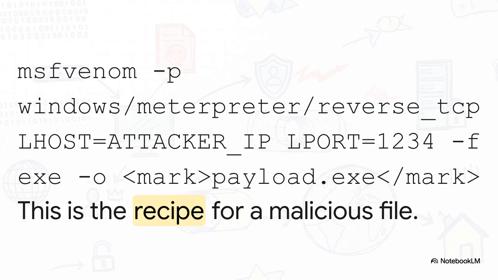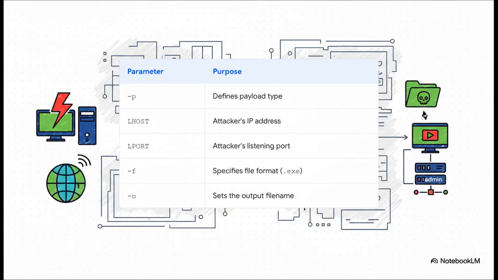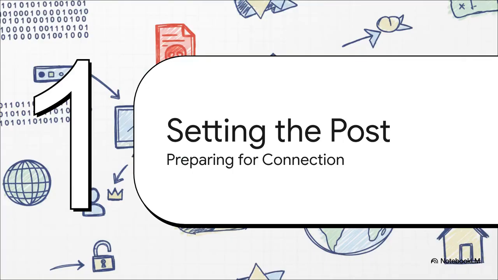Let's actually break down what each little part of this command does. So what's so cool here is how this command translates into simple instructions. The -p part is the what. What are we building? A reverse shell for Windows. LHOST and LPORT are the where. Where does this thing need to call back to? And finally, -f and -o are the how. How should it be packaged? As an executable file named payload.exe. Simple as that.